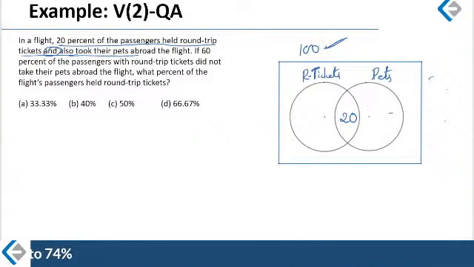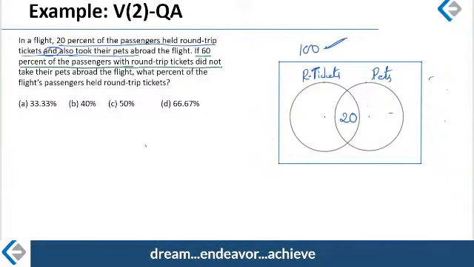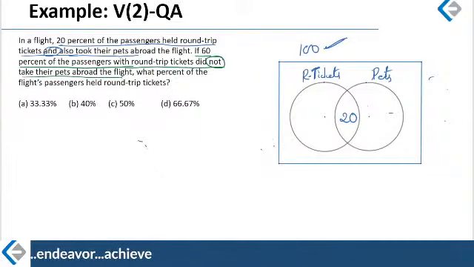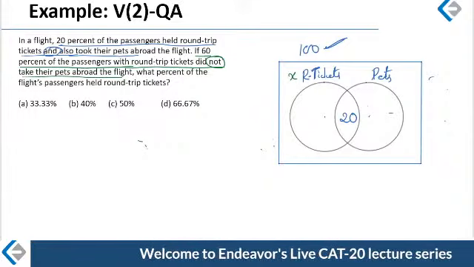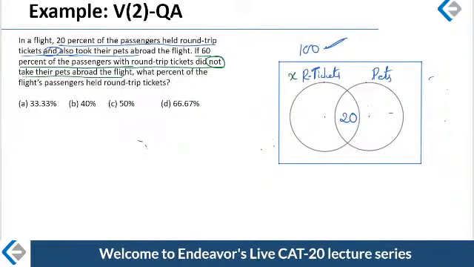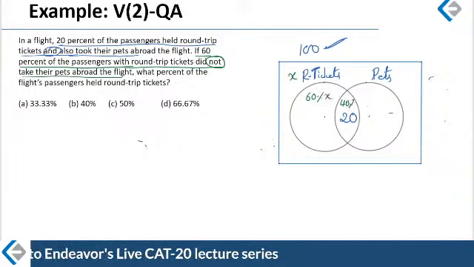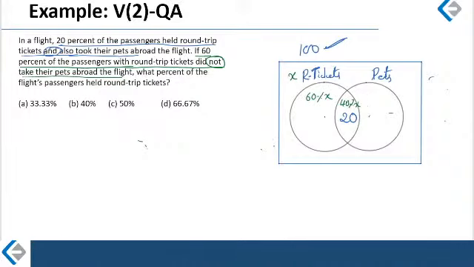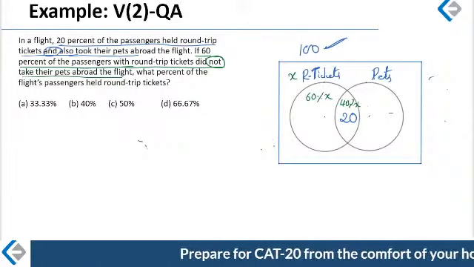Fair enough. Look at the second piece of the language here. It says that if 60% of the passengers with the round trip ticket did not take their pets abroad. Let's say the passengers with a round trip ticket are X people, then 60% of X is here. This is 60% of X. Therefore, what should this be here? 40% of X.